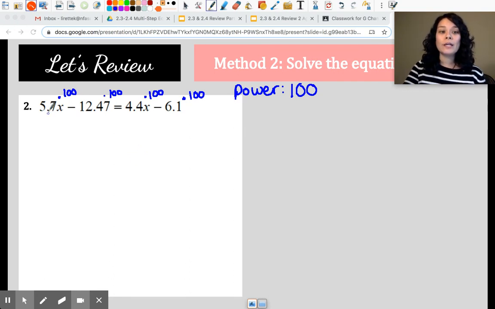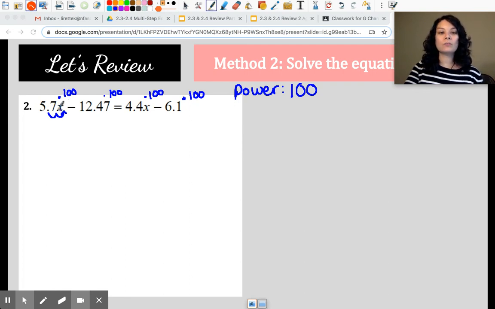All you do is you take the decimal point and you move it to the right however many times as you have zeros in that power of 10. I have 2 zeros in the number 100, so I'm going to move my decimal point 2 places to the right. Now be careful when you do this.